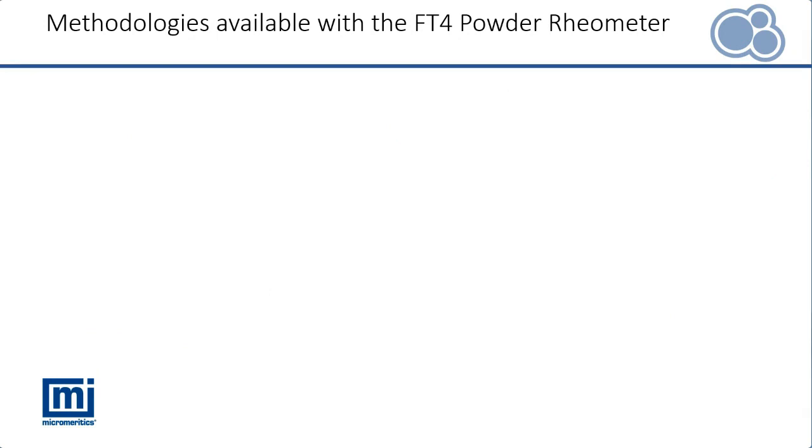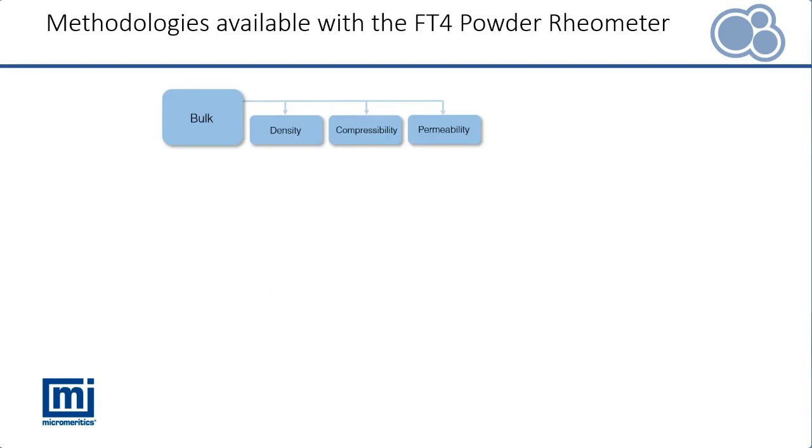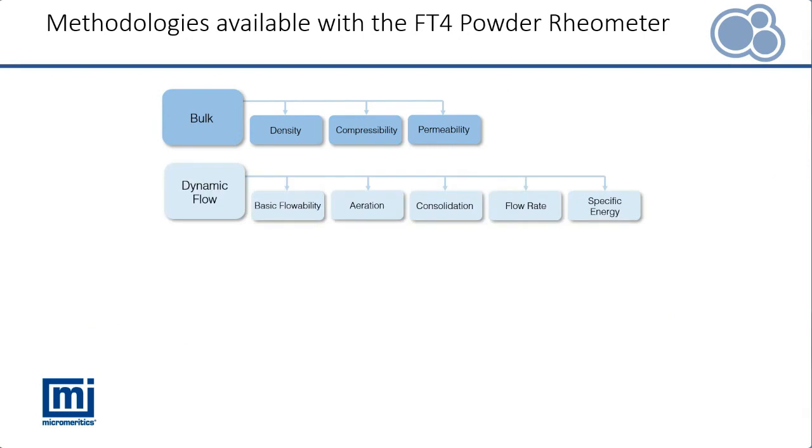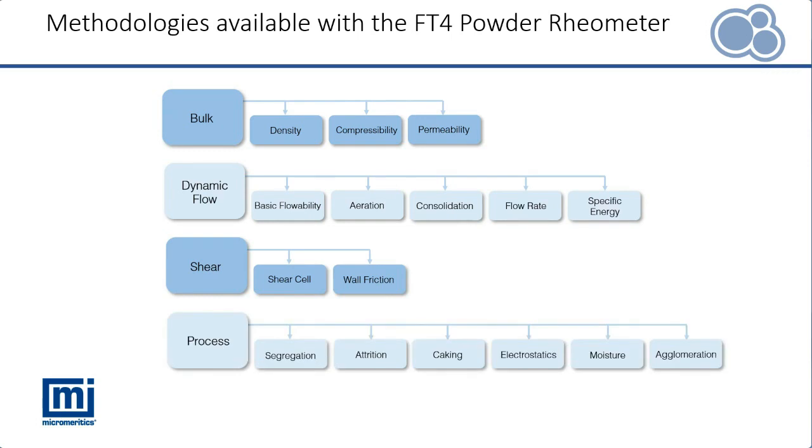So the various methods that we have available with the FT4: bulk methods to measure density, compressibility, and permeability; dynamic methods, as I said, to measure powder flow in confined and unconfined states and how the powder responds to being aerated or consolidated; as well as shear methods, shear cell and wall friction. With all these different techniques, we can start to understand what's happening in process. So is there a degree of segregation occurring? What's the influence of attrition or agglomeration? And what we're focusing in on today is caking, and related to that as well is moisture.